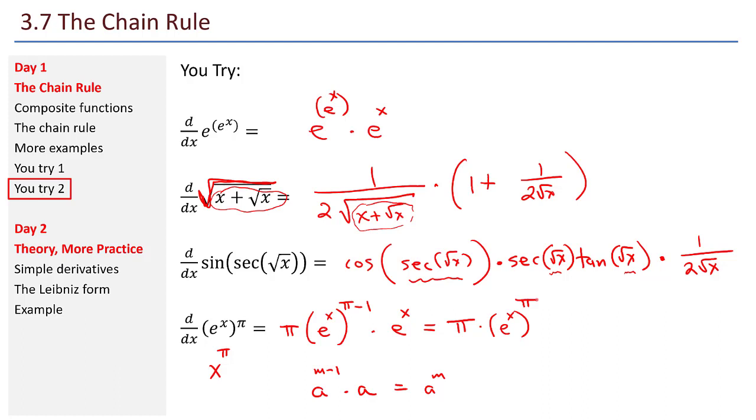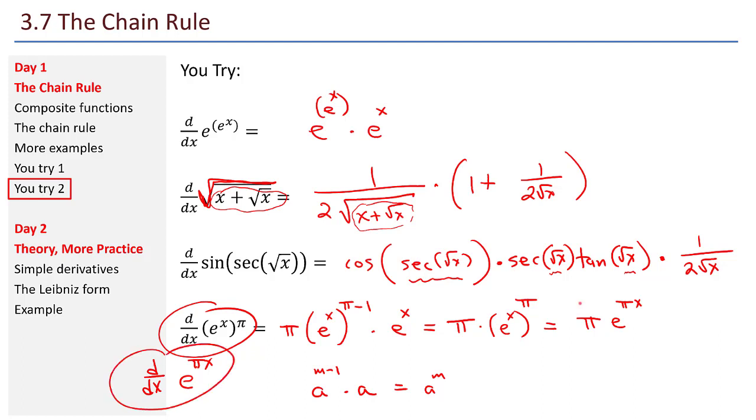Oh, but wait a second. You might have noticed that exponents multiply when they're stacked on top of each other like that. So this is really just pi e to the pi x. And I could have started my original problem as asking for the derivative of e to the pi x. And so it does give us this rule that we've seen before. The derivative of e to the pi x is pi e to the pi x.